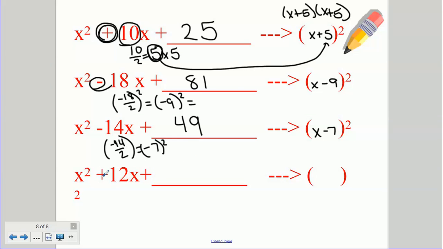This one, x squared plus 12x plus blank. Well, 12 divided by 2 squared is going to get me my blank. So 6 squared, which is 36. So let's rewrite this one out. I got x plus 6 because the plus comes from that sign right there.